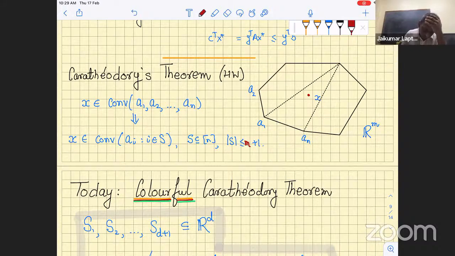So if you have a point in the convex hull of A1 to AN in M-dimensional space, but the number of points is huge, it's a convex hull of a huge number of points, and you have a point inside, then you can find at most m+1 points which already describe this, whose convex hull already contains this point.